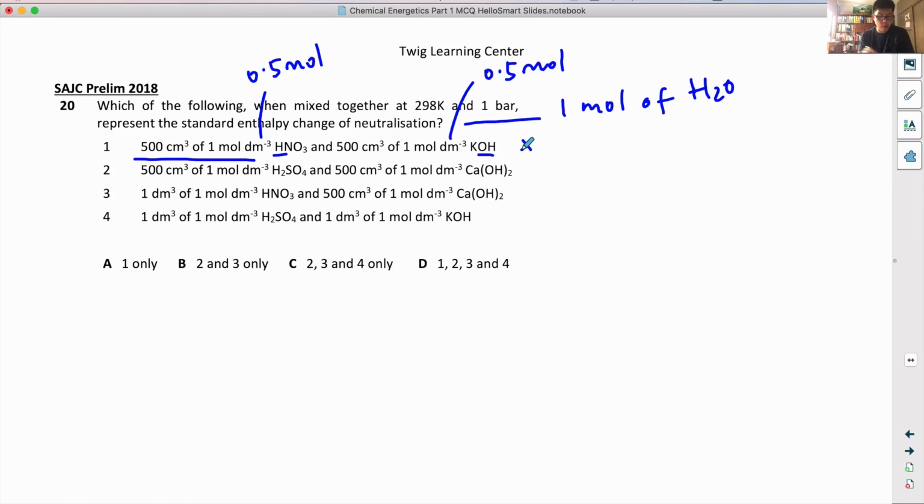For the second one, because this is a dibasic acid, it can give out 2 H+. So the number of moles of H+ from here is actually 1 mole, because it's 0.5 times 2. Because it's H2SO4, there's the 2 over here, so times 2. The number of moles of OH minus from here is actually 0.5.